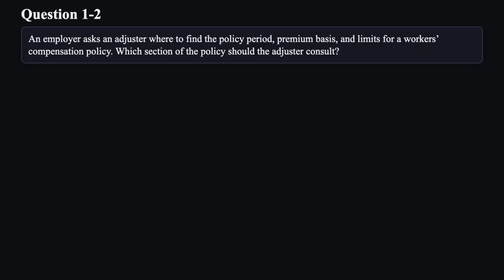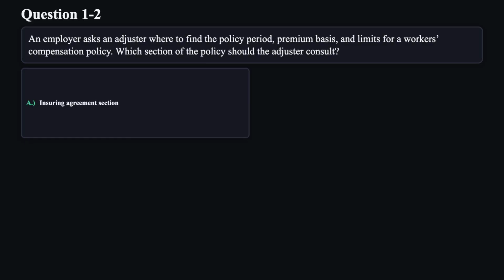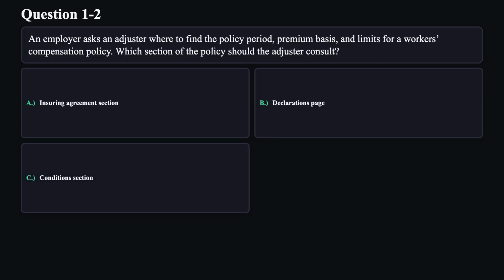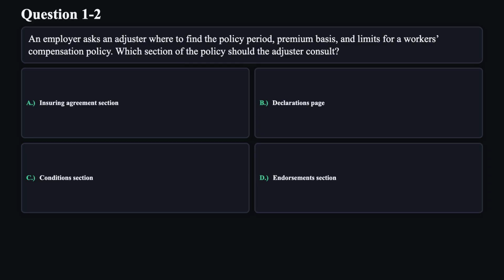Question 2. An employer asks an adjuster where to find the policy period, premium basis, and limits for a workers' compensation policy. Which section of the policy should the adjuster consult? A. Insuring agreement section. B. Declarations page. C. Conditions section. D. Endorsement section.